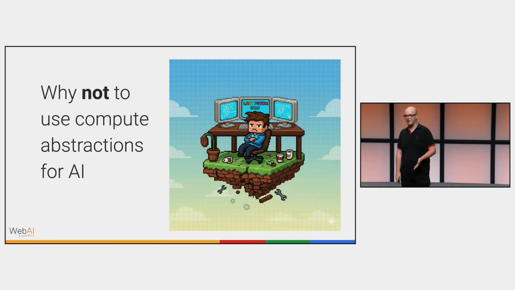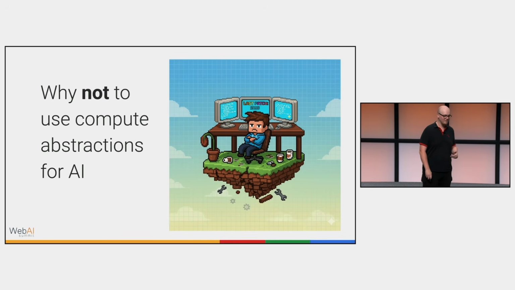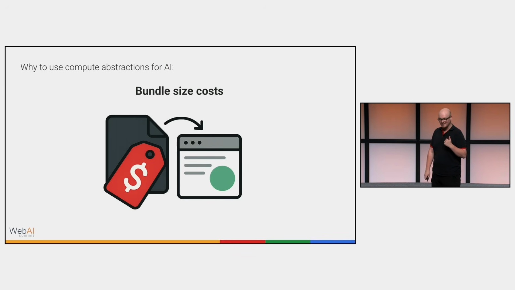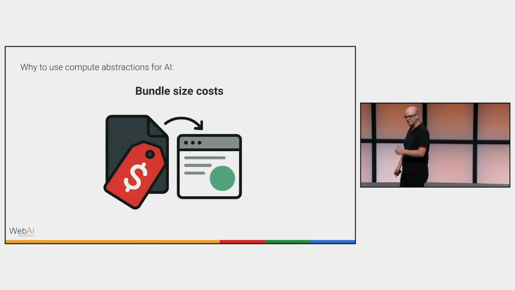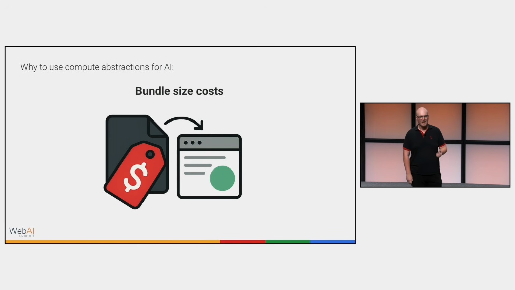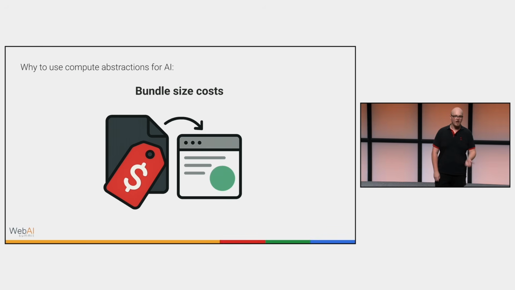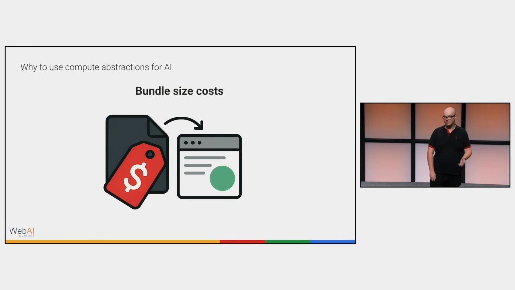So I'm going to be a really bad product manager for my own area and start by telling you why you should not use compute abstractions. And the biggest one to think heavily about for your use case is going to be bundle size cost. Different use cases are going to have a very different tolerance for how big your bundle size can be. If you're something like a blog site or e-commerce, you generally want to be staying in the hundreds of kilobytes in terms of site resources, maybe very few megabytes.